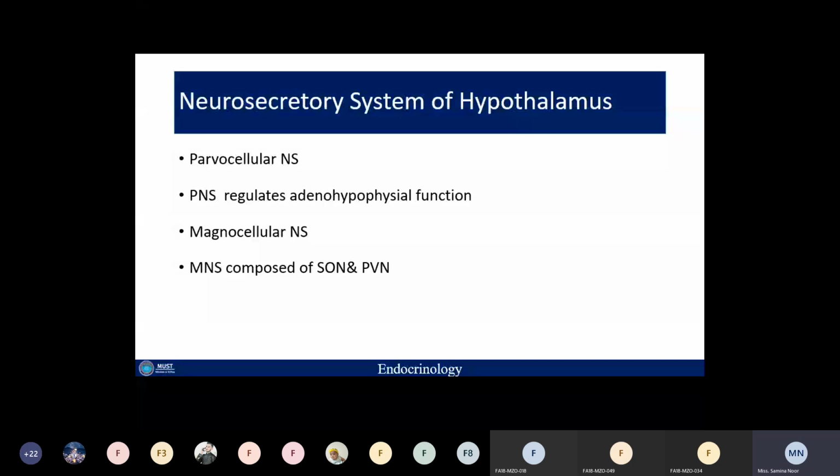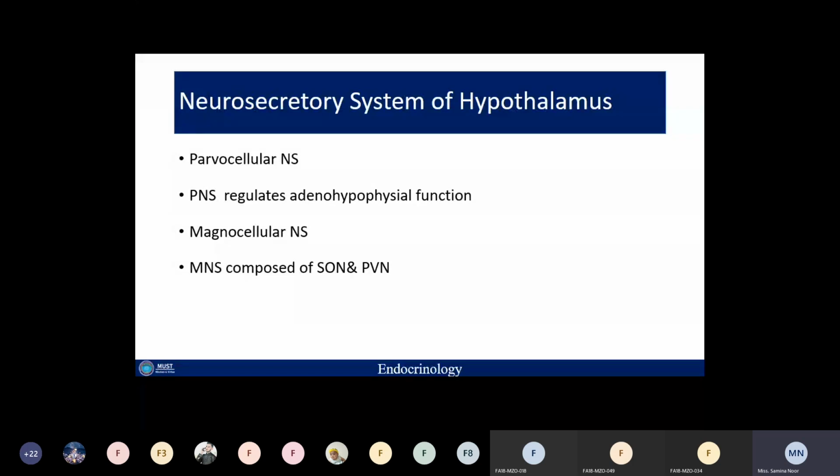So the next topic is the neurosecretory system of the hypothalamus. The hypothalamus consists of neurosecretory cells, or neurons, that are responsible for the secretion of neurohormones. Such neurosecretory cells form a system known as the neurosecretory system of the hypothalamus. There are two kinds: one is the parvocellular neurosecretory system, and the second is the magnocellular neurosecretory system.